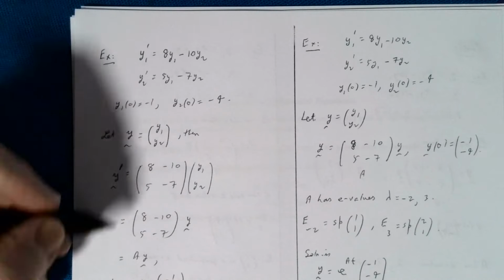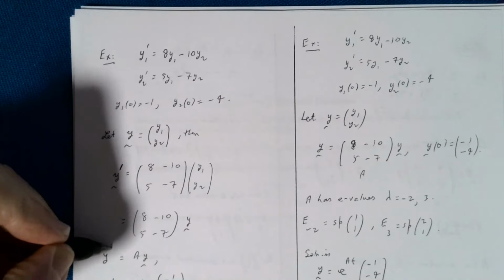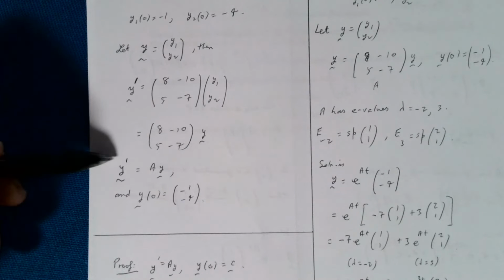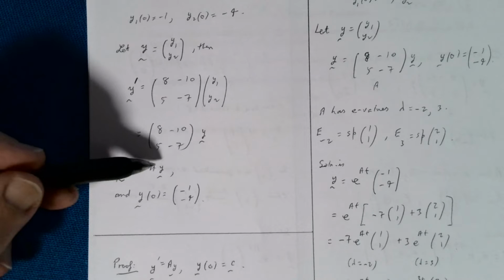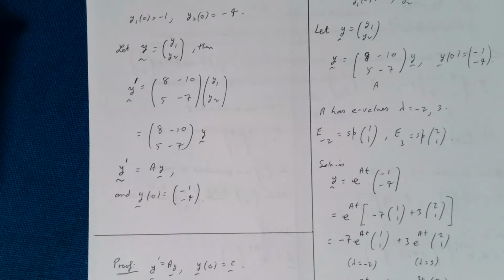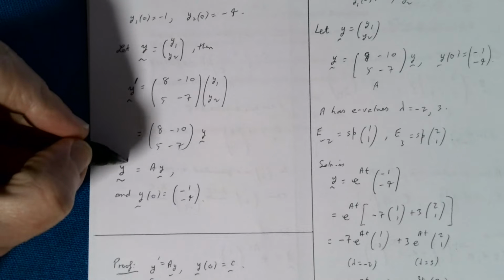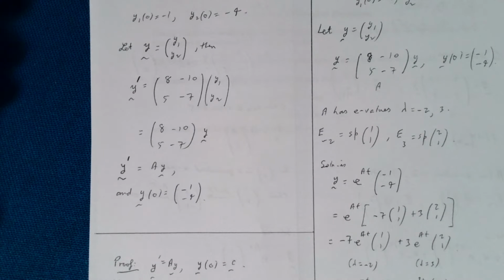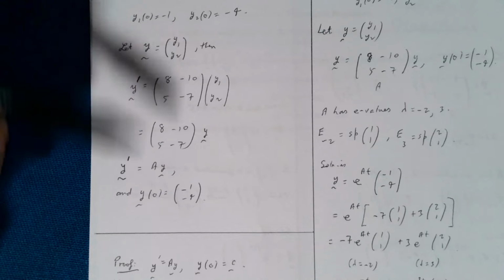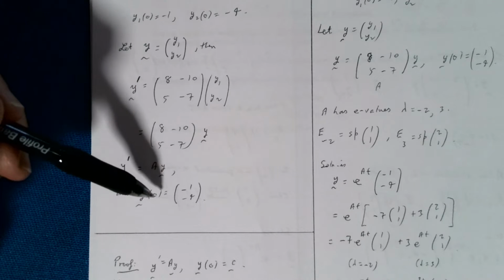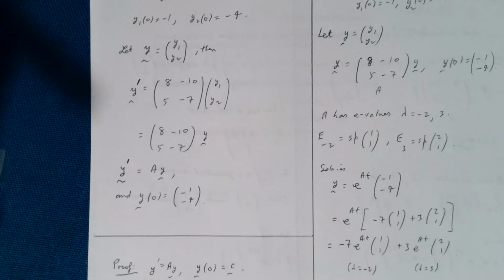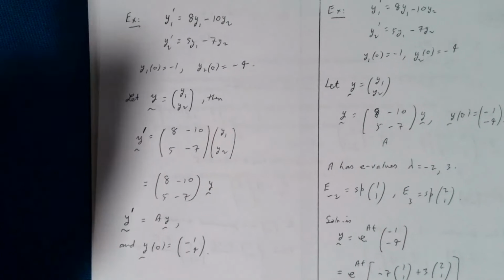In other words, we've got y dashed is equal to Ay. So the derivative of this vector y is just this matrix times the vector itself. And immediately this is starting to look a little bit like it's going to have something to do with eigenvectors and eigenvalues. And the initial conditions, y of 0 is minus 1, minus 4. So here we're just expressing this thing in matrix form.